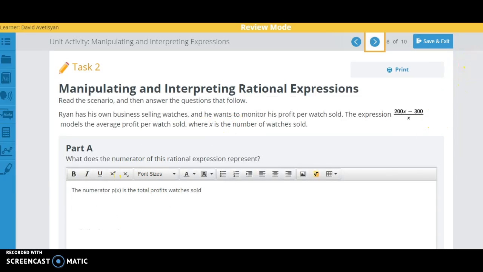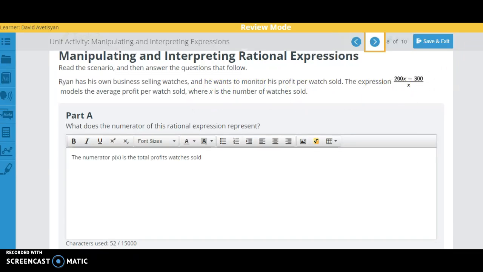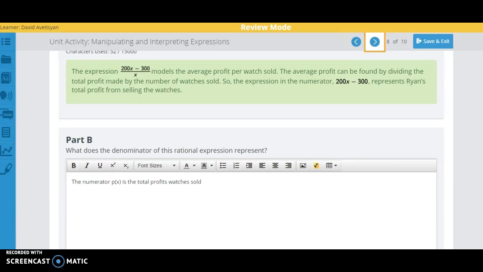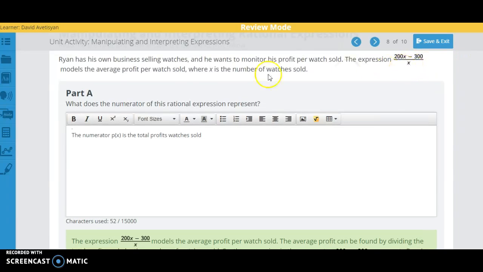Now here for task 2, you're perfectly right with part A, but now let's look at part B. It says x is the number of watches sold here. So for part B, it's asking for the denominator, which is the bottom of the fraction. So that's x, and it tells you right here, x is the number of watches sold.